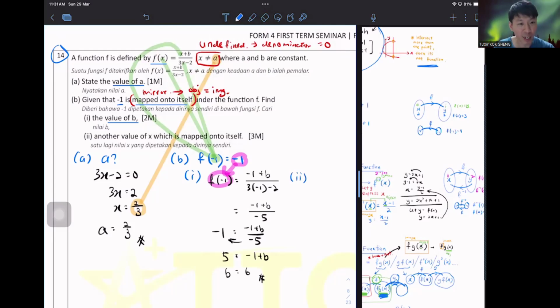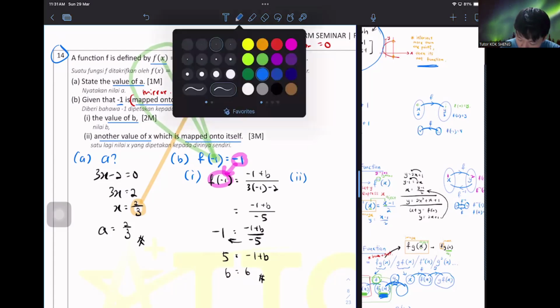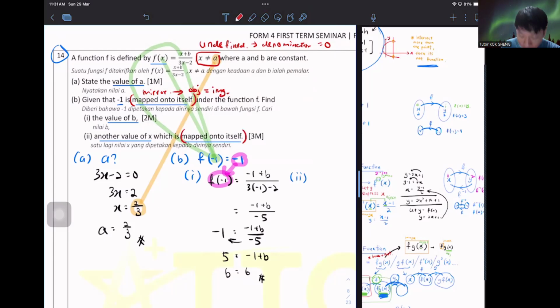So far still okay, not too hard. Just have to know the meaning of map onto itself. Okay, followed by B2. Find another value of x which is mapped onto itself. Okay, similar word here. But now it says another value of x which is mapped onto itself. So which means beside -1, there's one more number mapped onto itself. So you're finding that number, okay?